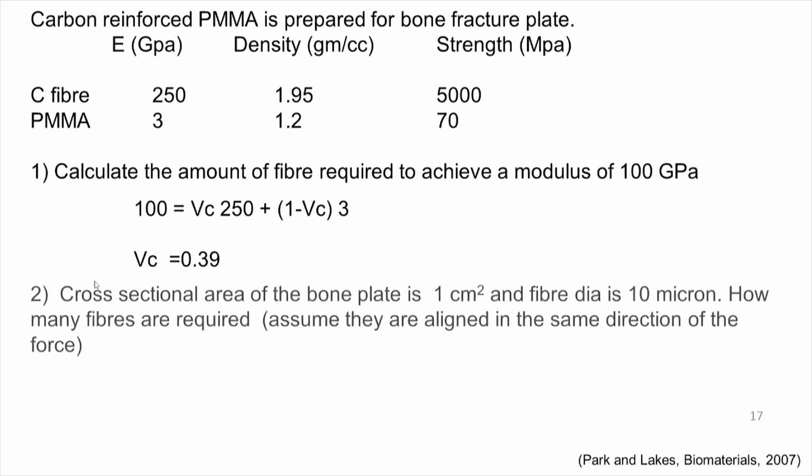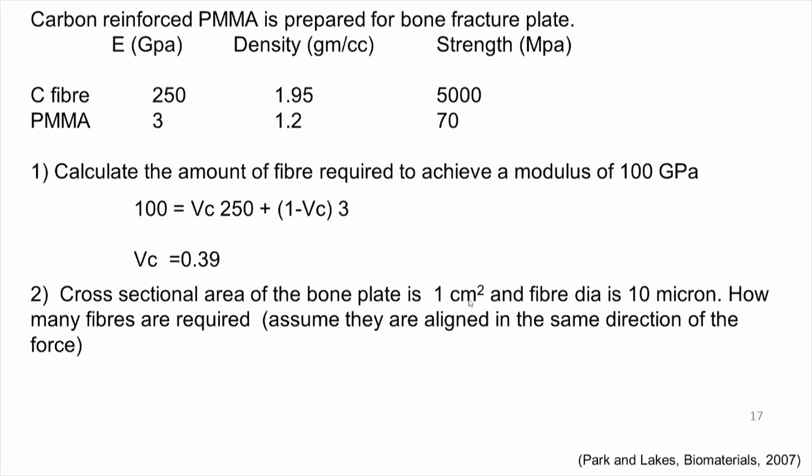The second part of the problem: the cross sectional area of the bone plate is 1 centimeter square and the fiber diameter is 10 micron. Okay. How many fibers are required? Assume they are aligned in the same direction as the force. So, the volume fraction of the fiber is 0.39, okay. The cross sectional area of the bone plate is 1 centimeter square.